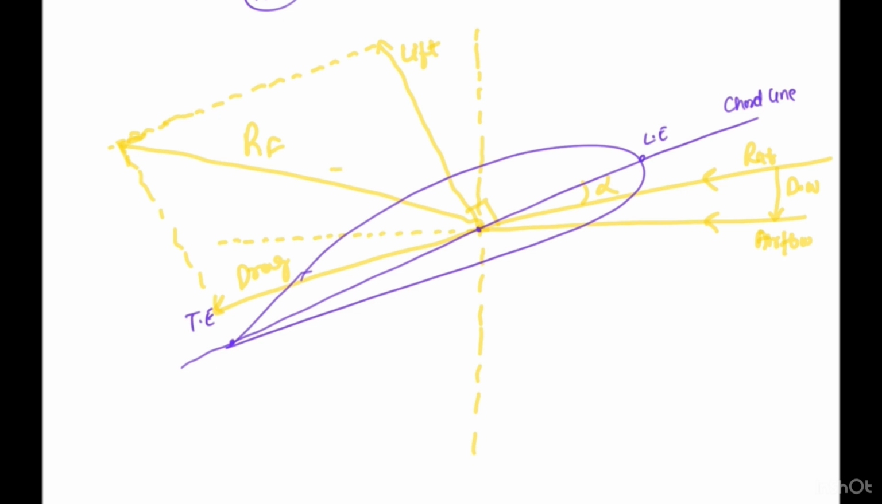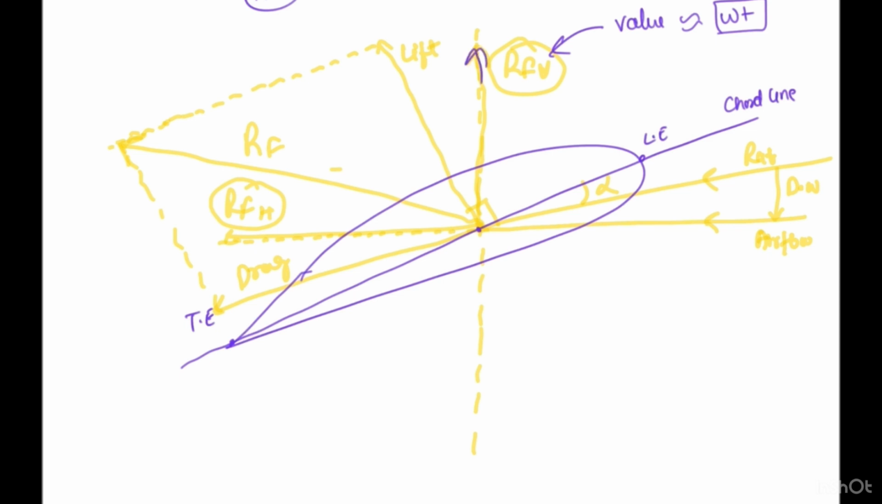This resultant force can further be resolved into vertical component, resultant force vertical, and the resultant force horizontal. So this resultant force vertical and resultant force horizontal are required. This value is calculated proportional to the weight of the aircraft, like how much weight is there for the vehicle, for the aircraft, and how much resultant force in the vertical direction is required to lift the vehicle or lift the aircraft, correct?